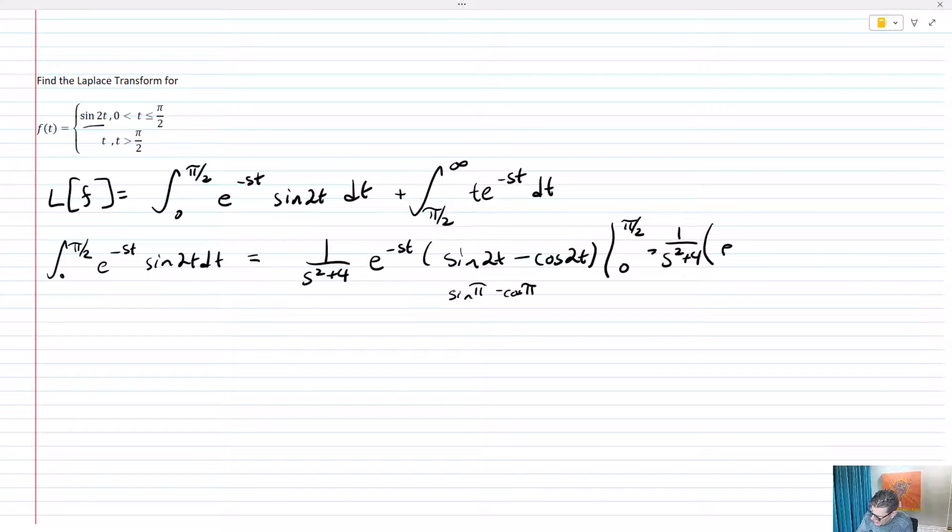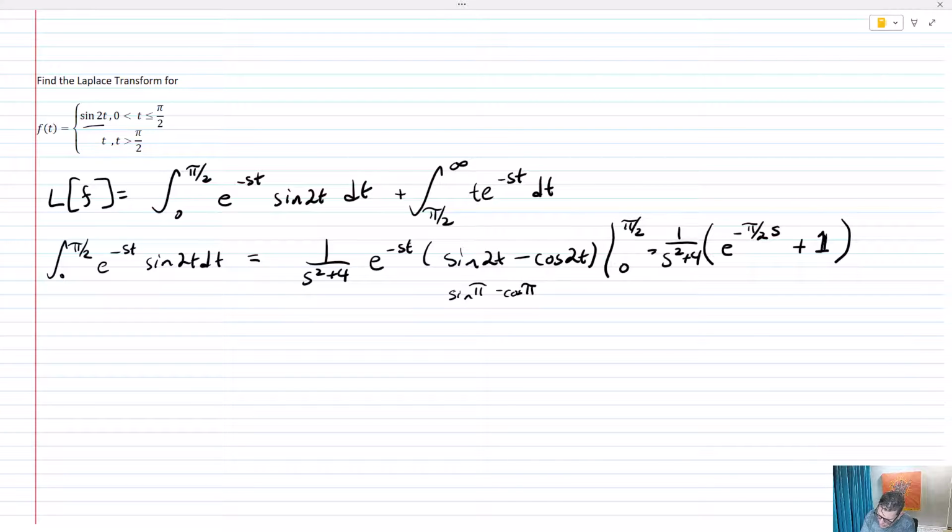So this is going to be e to the negative pi over 2s. And then we'll subtract from that negative, and then we'll plug in our 0. So e to the 0, sine 0 is 0, cosine 0 is 1. So this is going to be plus 1. And that's our integration. You can go through and do that integration yourself.